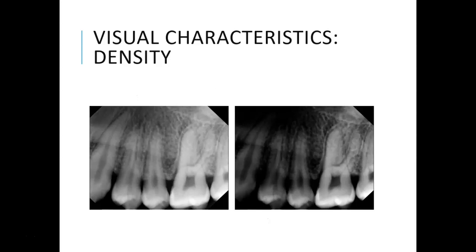Visual characteristics, density. Here we have an image on the right of the screen where the density is very high, very dark. And then you have a picture on the other side that actually looks pretty good to me. There's a little bit on the molars that looks a little bright, but overall there's quite a decent amount of shades of gray in that image.